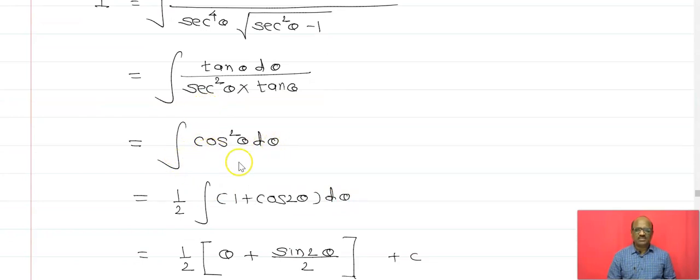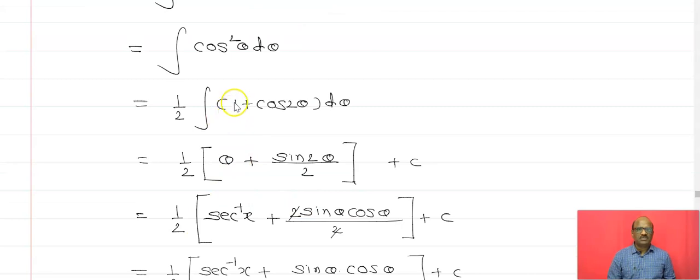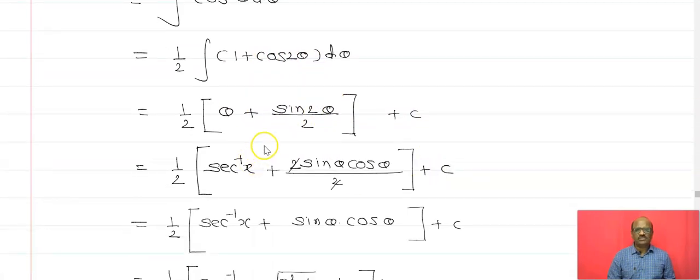Then we cannot integrate cos² directly, so we will apply the formula cos² x = (1 + cos 2x)/2. That is 1/2 (1 + cos 2θ). Now what about the integral of this? The integral of 1 is θ, and of cos 2θ is sin 2θ / 2, bracket complete, plus c. Now resubstitute the value of θ.